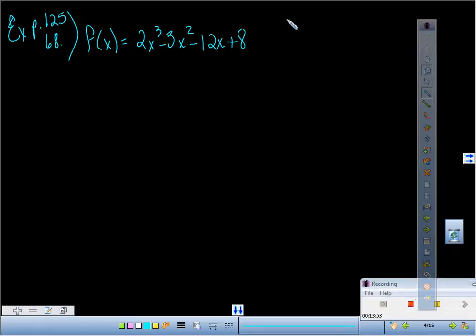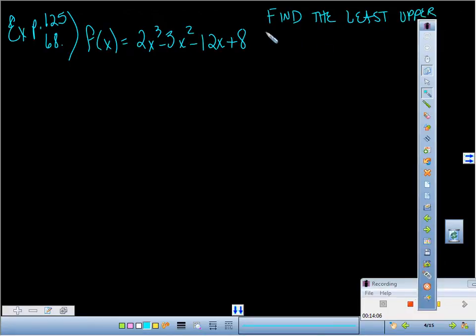And here's what the directions are going to say. Find the least upper bound, so I want the smallest one, and the greatest lower bound.